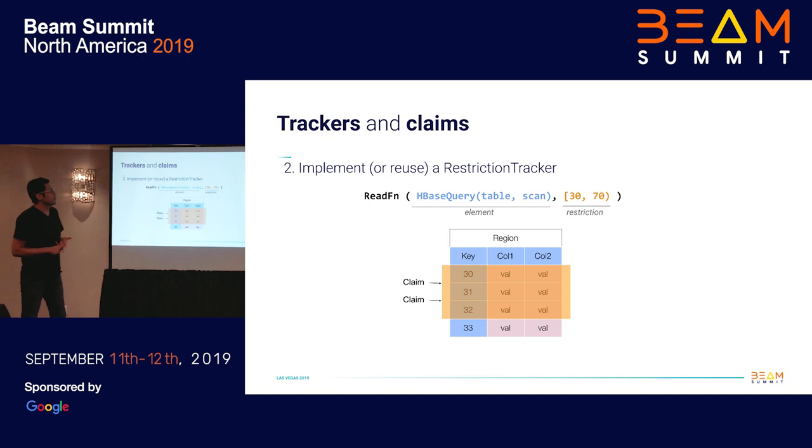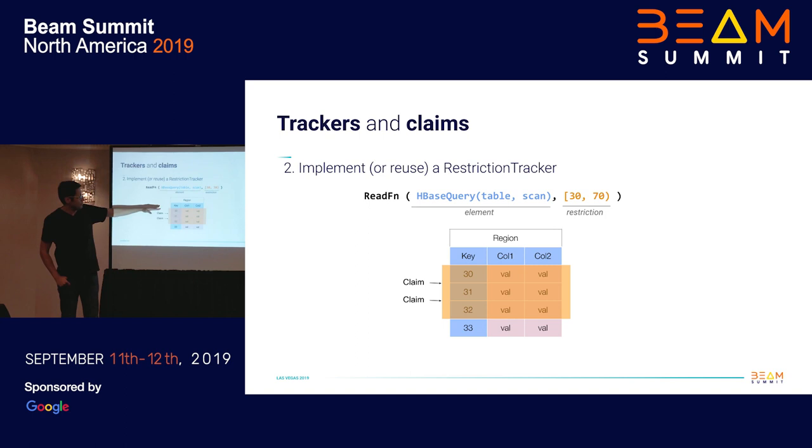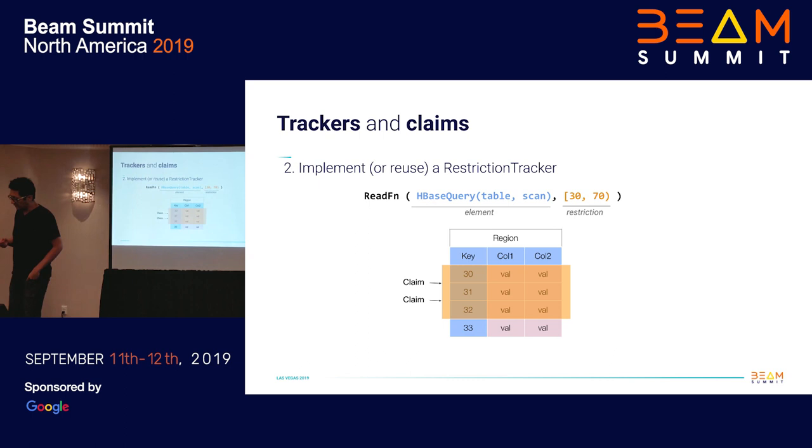However, the second part is to implement a restriction tracker. And this is a new concept also of Splittable DoFn. A restriction tracker allows us to, let's say, track the progress of the read. And this is done by doing claims. So we do claims from the block that we have read, in this case, for example, if I'm reading continuously, I'm claiming steps. And with this, I can decide, for example, when to stop and what hasn't been read or not. These restriction trackers implement an interface that I won't go into the details of, but if you are going to implement this, pay a lot of attention to the tests because it's easy to not get it right. But you can see the examples for this.